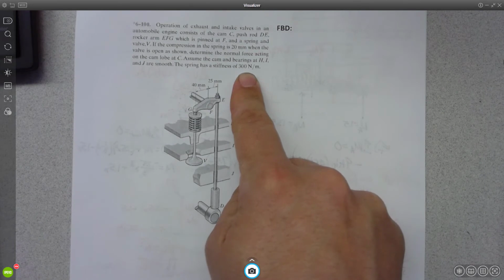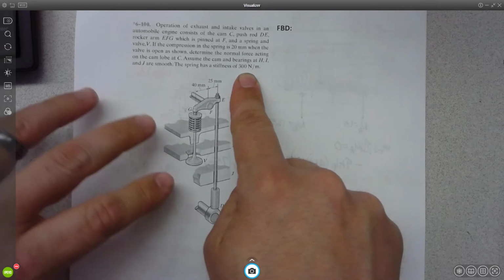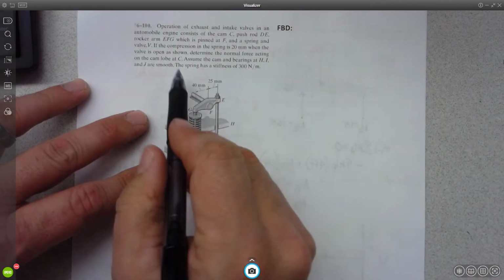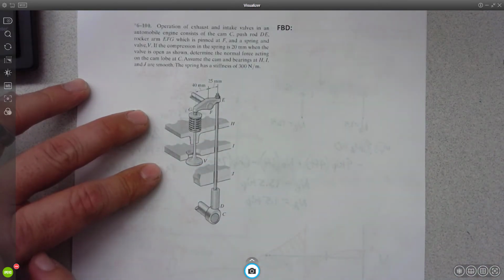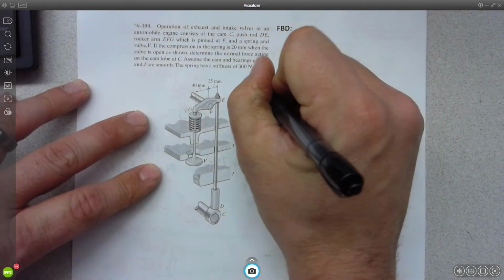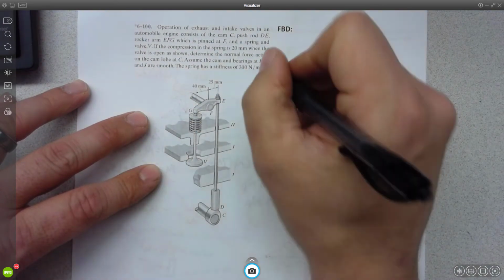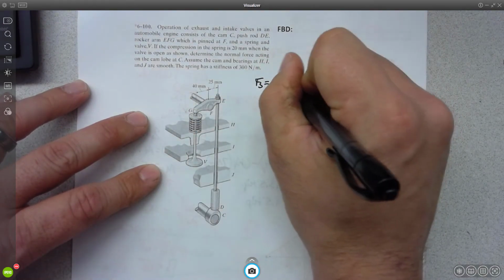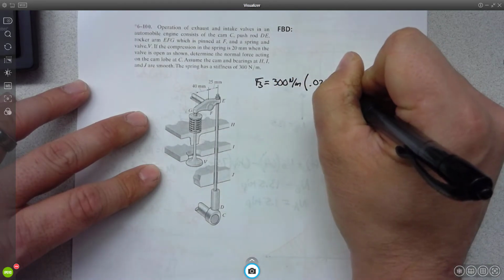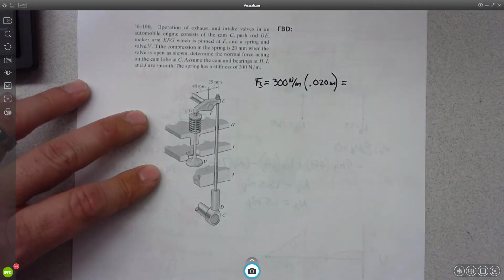Gosh, I don't know that this is even a machine design problem, unless I'm missing something ginormous. Okay? So we're told that the spring has a stiffness of 300 Newton meters, and that it's compressed 20 millimeters. So we can figure out the force of the spring is going to be equal to 300 Newton meters times 0.020 meters. Is that 6 newtons?